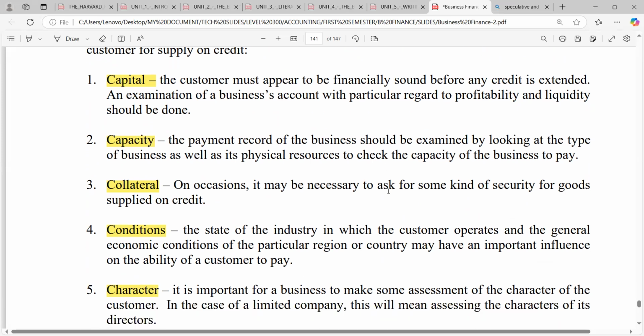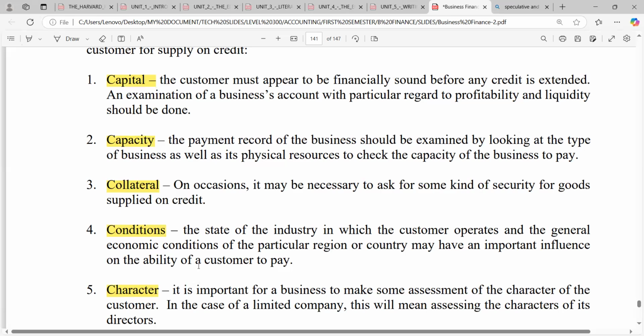Then collateral, they should bring you some form of securities. Even if you are giving them a car, you need to take some collateral like a document, or something like a security to support it. And that is the next thing. So if the person has the capacity to pay, has the required capital, has the collateral, the person must have a condition. The condition is that the state of the industry in which the customer operates and the general economic condition of the particular region or country may have an important influence on the ability of the customer.